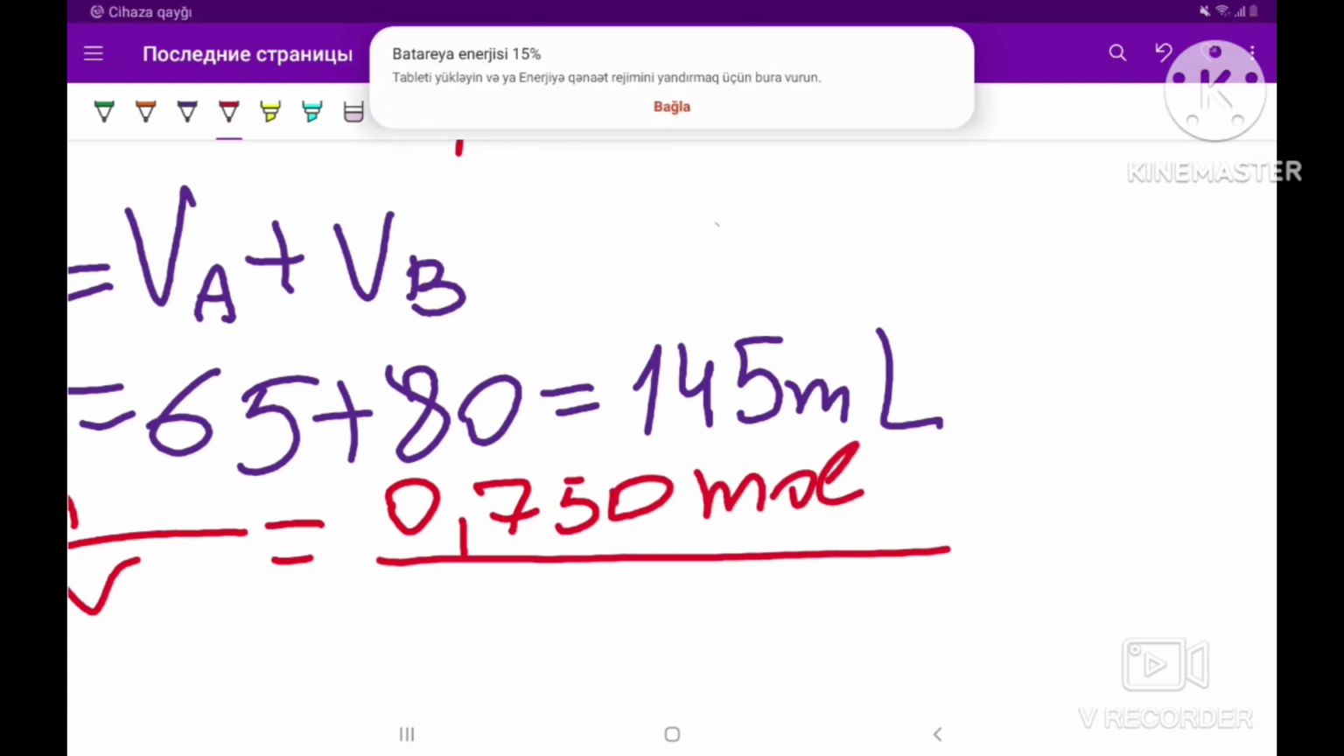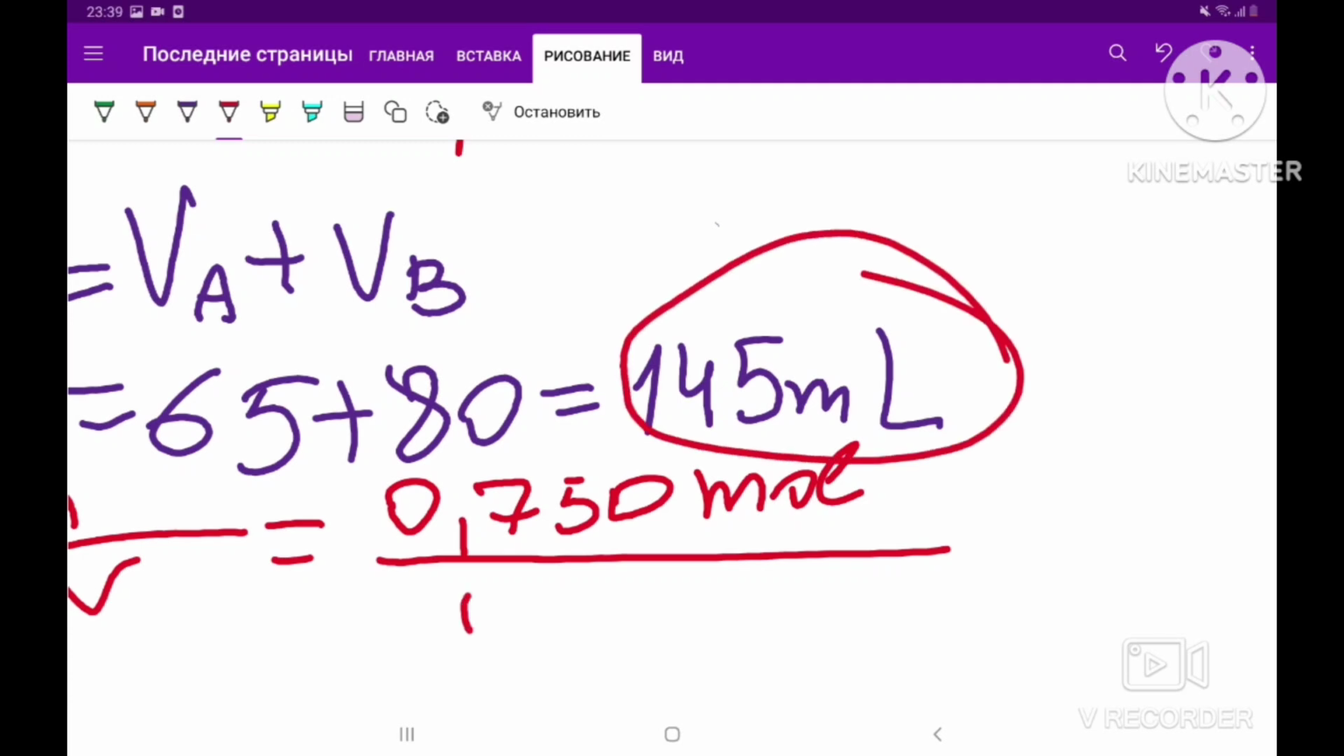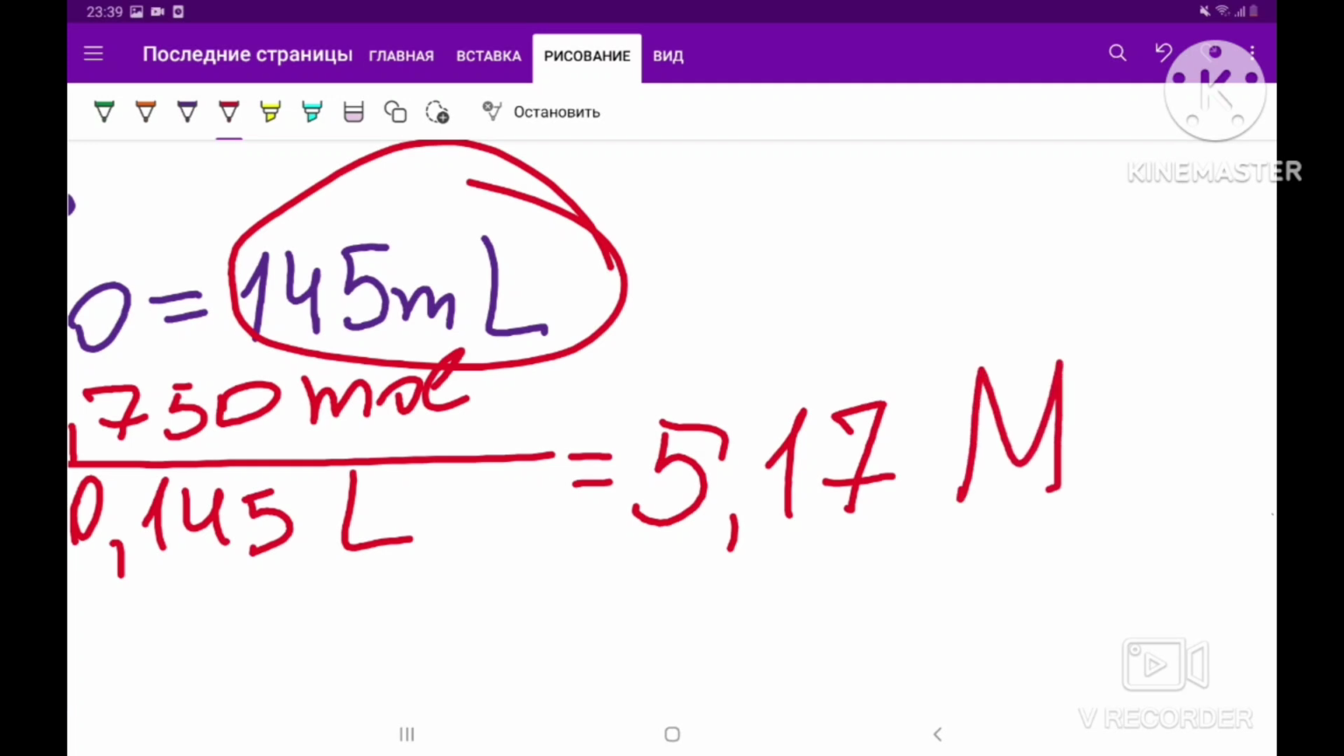divided by volume. Concentration, molarity, must be mole divided by liter. We have 145 milliliters, so we convert it to liters and write here 0.145 liters, and the answer will be 5.17 molarity, or mole per liter.